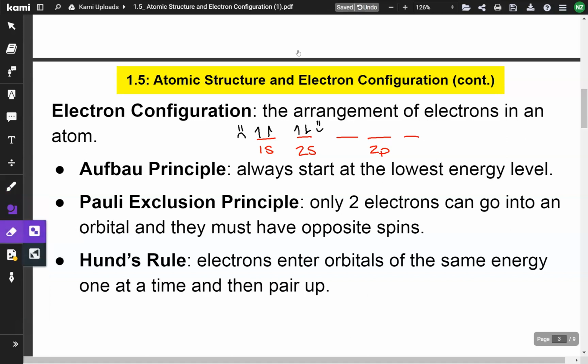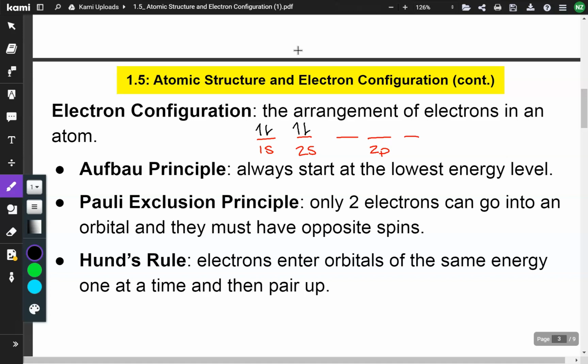Hund's rule states electrons enter orbitals in the same energy level one at a time, and then pair up. Let me show you what I mean here. If we're drawing electrons, I'm going to fill these in correctly so far. When I get to the 2p orbital, I want to make sure everybody gets 1 before I go back and double up. I like to call this the buffet rule. Everybody gets 1 before they go back for seconds. So this would be a violation of Hund's rule, where I have 2 electrons in the same orbital.